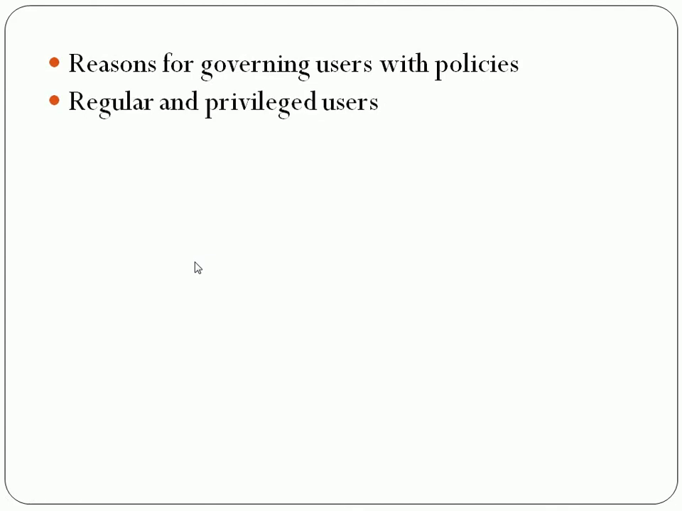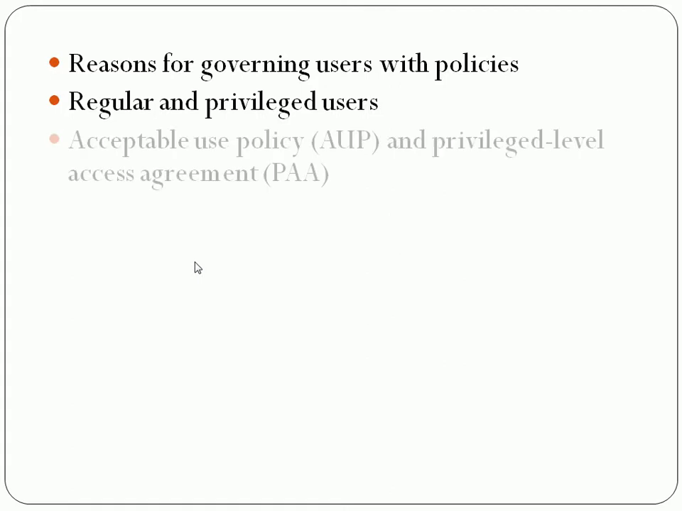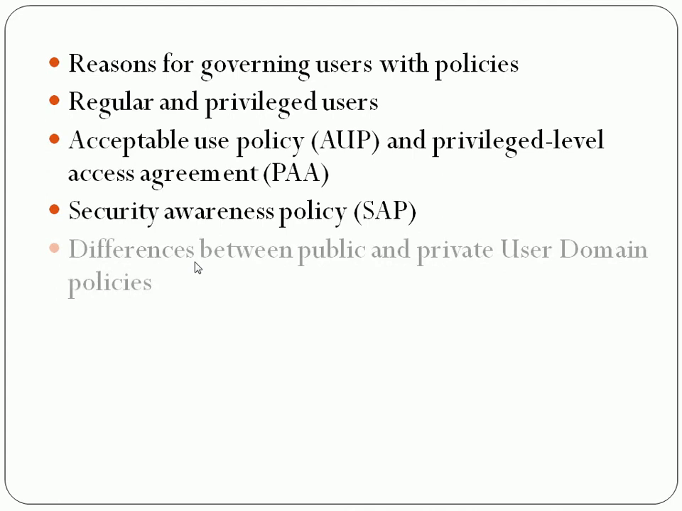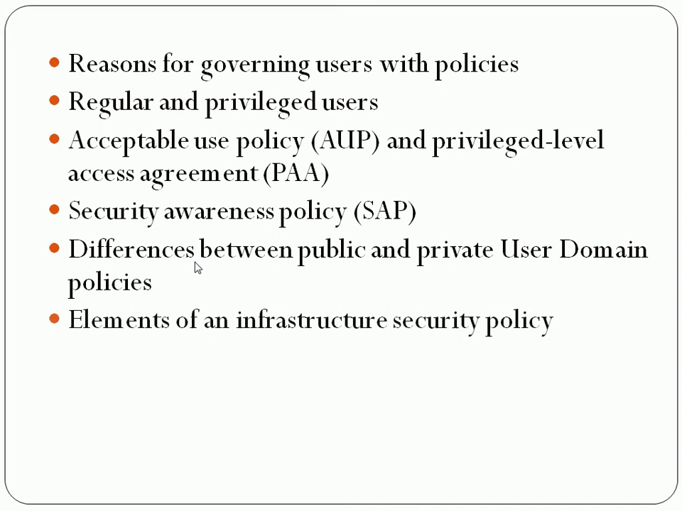We're going to talk about the reasons for governing users with policies. In governing, meaning, why do we make them follow the rules, basically. Talk about different types of users. What is an acceptable use policy and a privilege level access agreement. So we're going to discuss those documents and how they can help secure your network and help you in the user domain. We're going to talk about a security awareness policy and why you would have that, what kinds of things you would do with a security awareness policy, the difference between public and private user domain policies. So again, lots of stuff about the user domain.